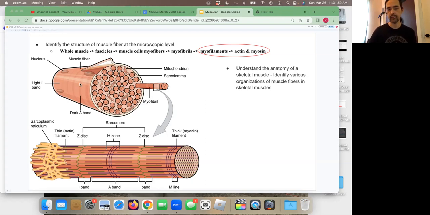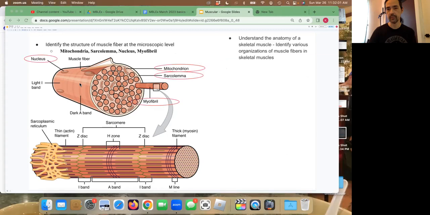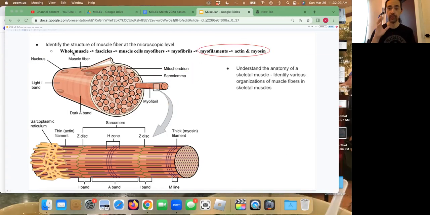So again, if you practice the breakdown from large to small, it's the whole muscle, fascicles, muscle cell myofibers. Muscle cells are myofibers. I put the terms in a row there so you see that they are the same. Muscle cells or myofibers, myofibrils, myofilaments, actin, and myosin.